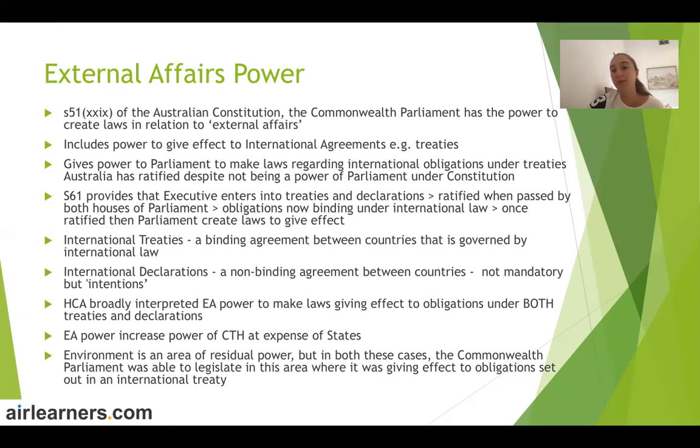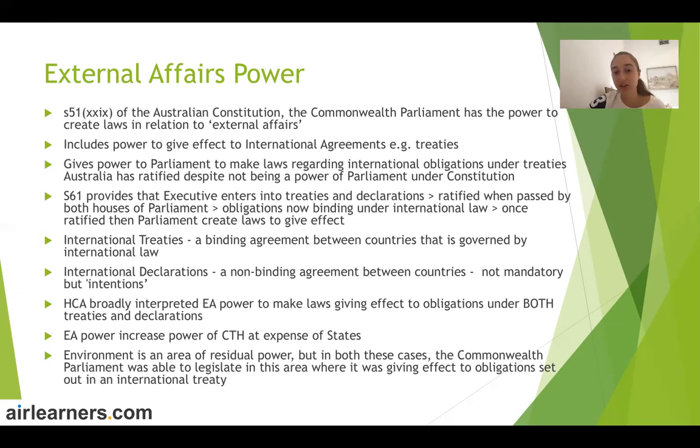Once the treaty is ratified, Australia therefore has obligations under international law to fulfill. Therefore, Parliament has to create the laws to give effect to those international obligations and international laws. There are two different types of international law that are important to note here. First is international treaties, which are a binding agreement between countries that form international law.